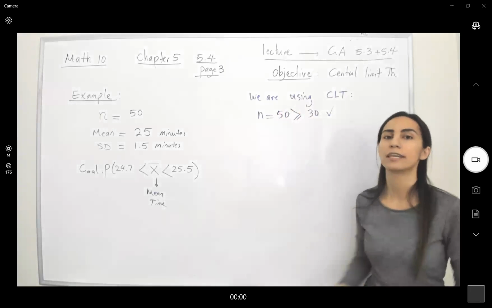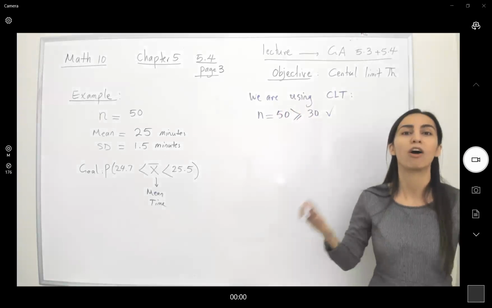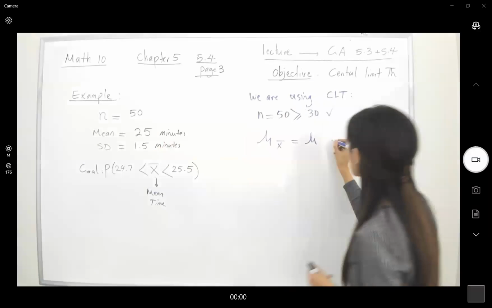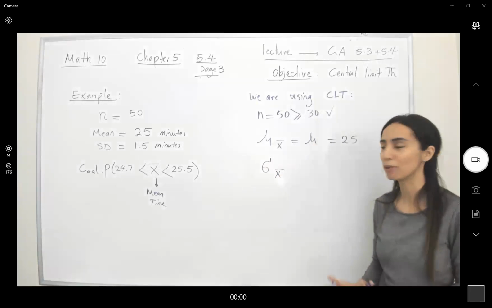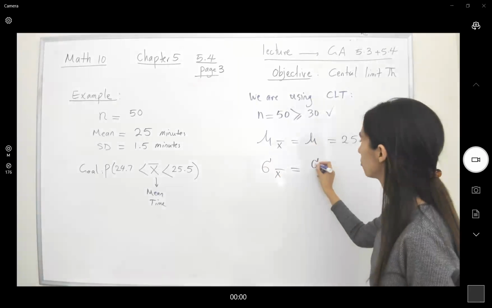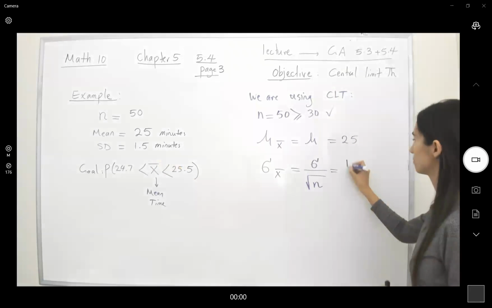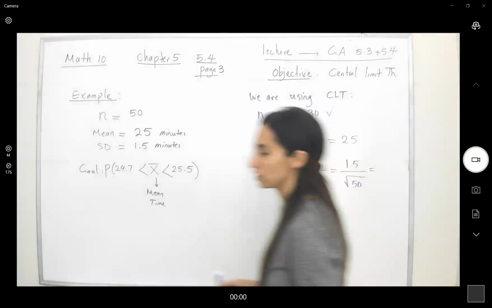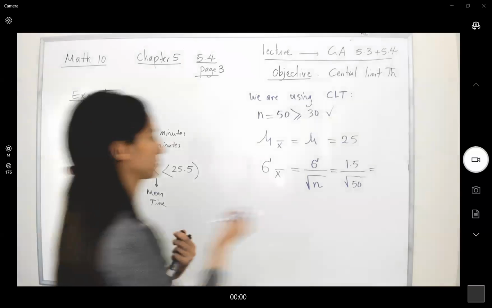It means that if you start taking samples and finding the mean of those samples, the mean of the sample means is equal to the mean of the population, which is 25 minutes. The standard deviation of this new sampling is equal to the standard deviation of your population divided by square root of n. So what is your sigma? 1.5 divided by square root of n, which is 50. Very well. Let's do the calculation. It is approximately 0.2121.